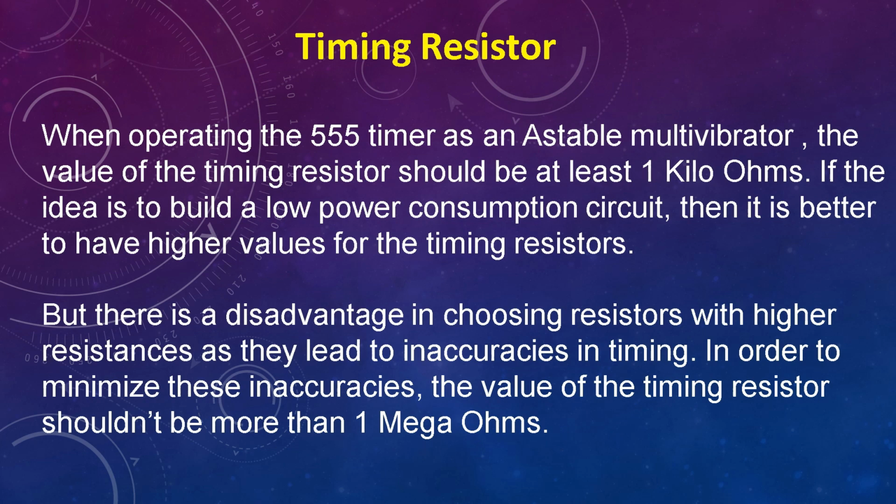Timing resistor. When operating the 555 timer as an astable multivibrator, the value of the timing resistor should be at least 1 kilo ohms. If the idea is to build a low power consumption circuit, then it is better to have higher values for the timing resistors. But there is a disadvantage in choosing resistors with higher resistances as they lead to inaccuracies in timing. In order to minimize these inaccuracies, the value of the timing resistor shouldn't be more than 1 megaohms.